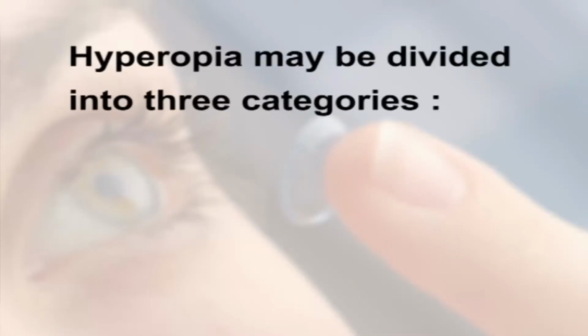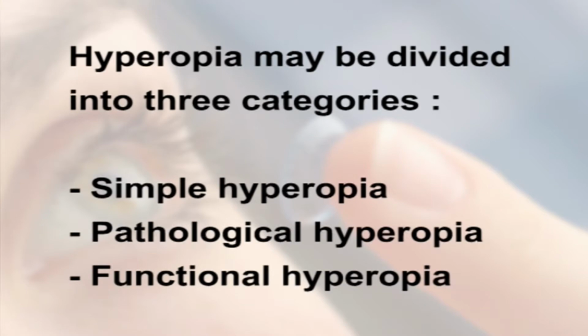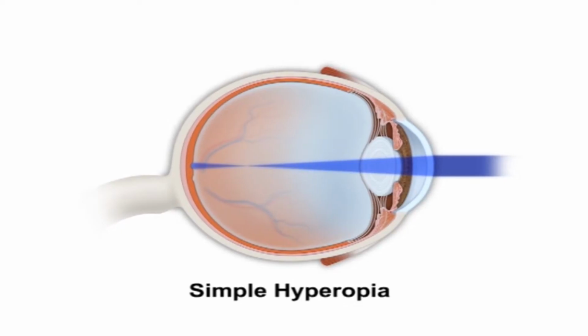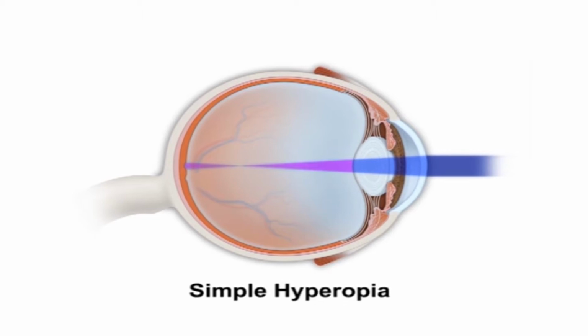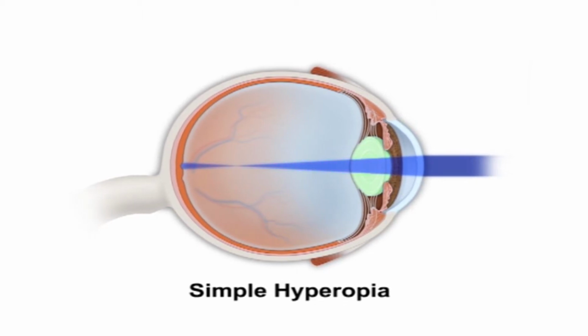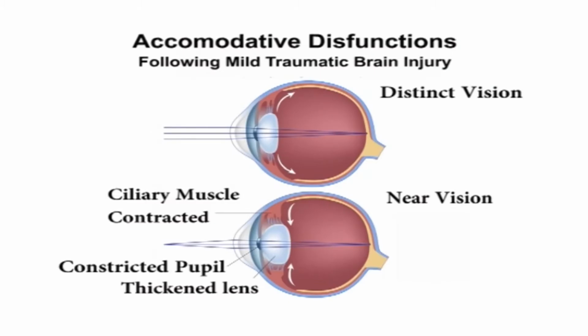Clinically, hyperopia may be divided into three categories: simple, pathological and functional hyperopia. Simple hyperopia is due to the normal biological variation like short axial length, flat curvature of cornea or reduced refractive index. Pathological hyperopia is caused by the abnormal ocular anatomy due to maldevelopment, ocular disease or trauma. Functional hyperopia results from the paralysis of accommodation.